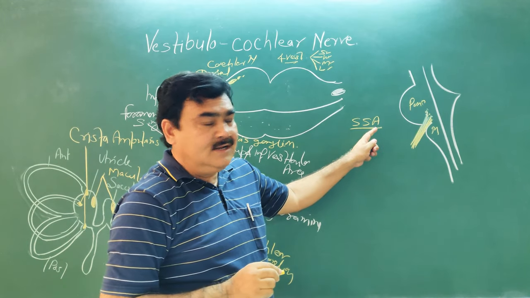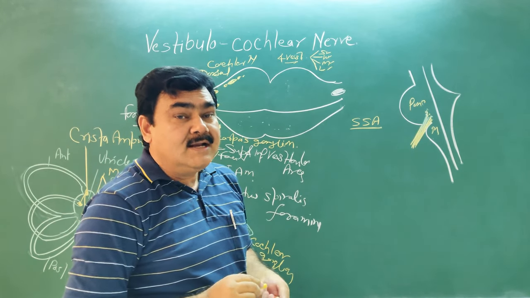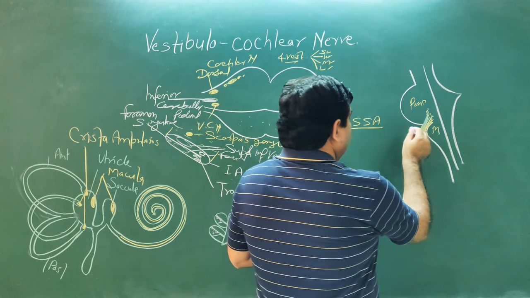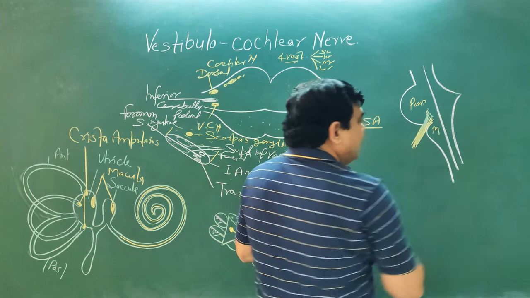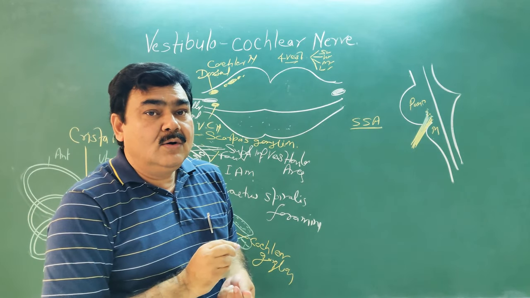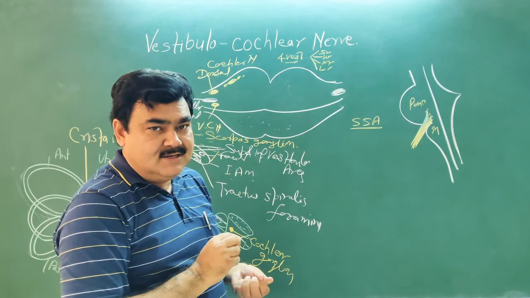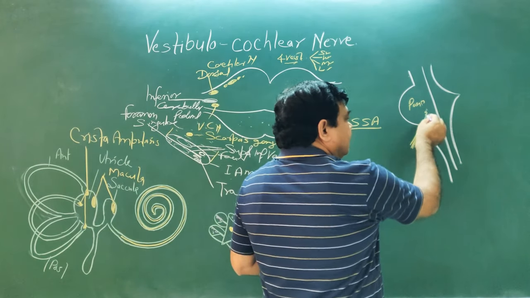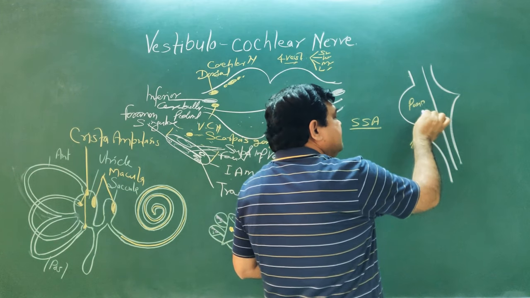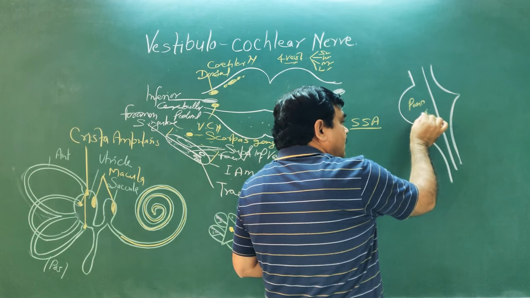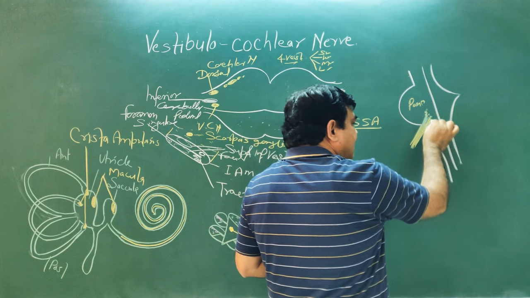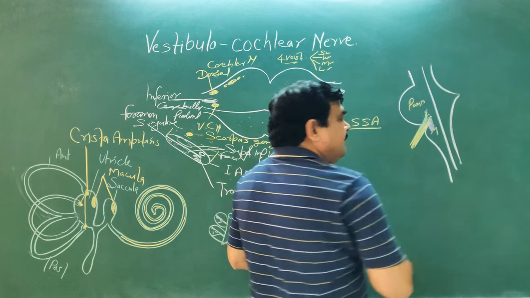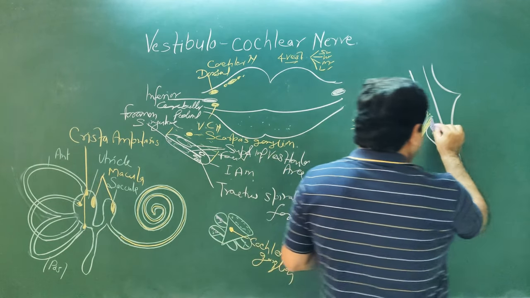We have special somatic afferent and some fibers. Some fibers arise from the superior olivary nucleus and accessory olivary nucleus. The superior olivary nucleus extends from the lower part of the pons to the upper part of the medulla. So here lies, this is the superior olivary nucleus.